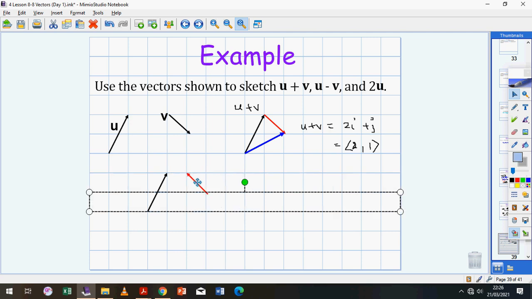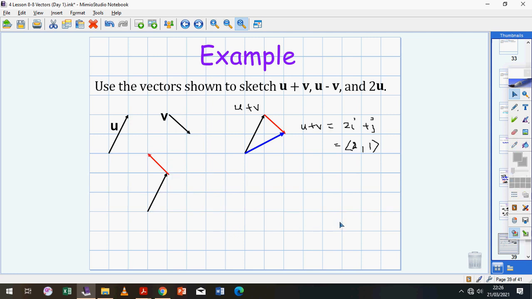And once I've done that, I'm going to pull it and put its tail on the head of u. And then I will draw my resultant, starting from the tail of u to the head of negative v. Starting from there, going there, that's going to be my resultant vector. And I hope you can see that my resultant vector, u minus v, is equal to 0i plus 3j, or (0, 3).